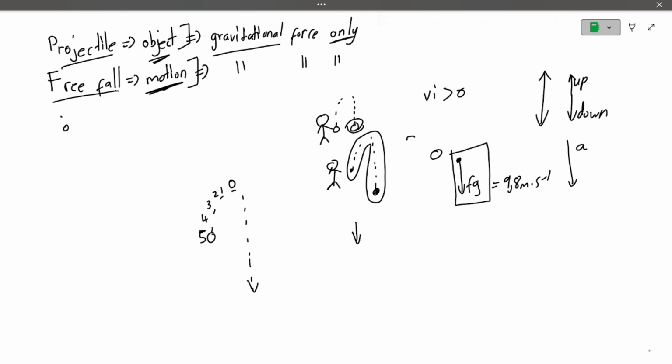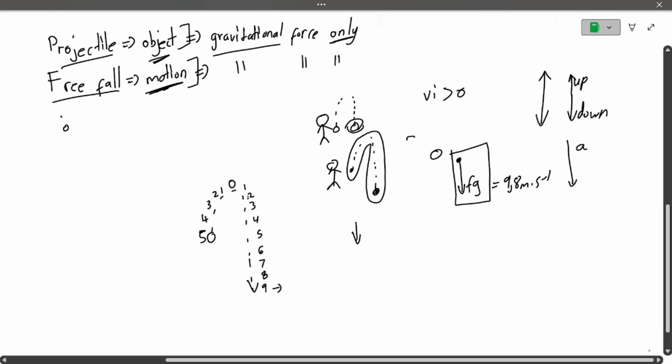And then when it reaches 0, it will come back again, 1, 2, accelerating as it is going down. It will accelerate as it is going down until it reaches a maximum velocity when it is about to reach the ground. So what do we see here?